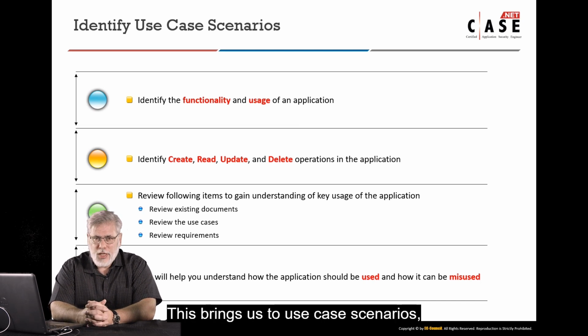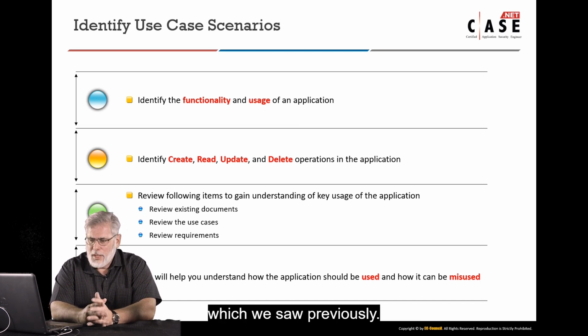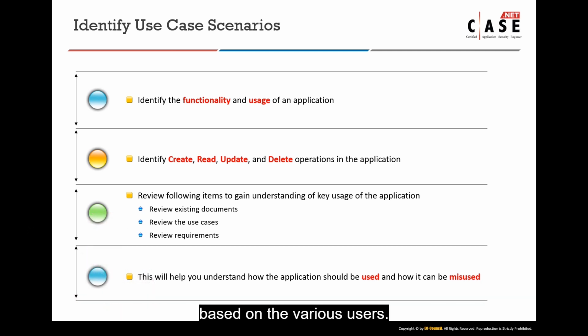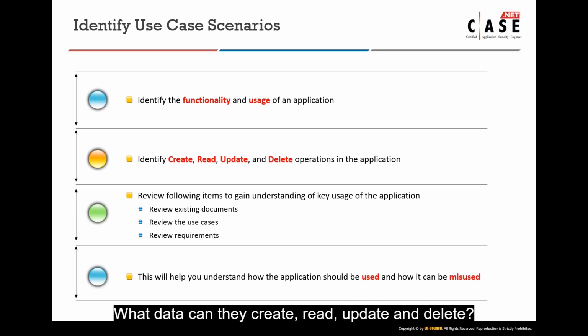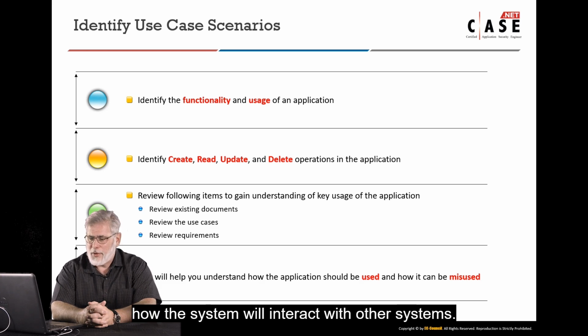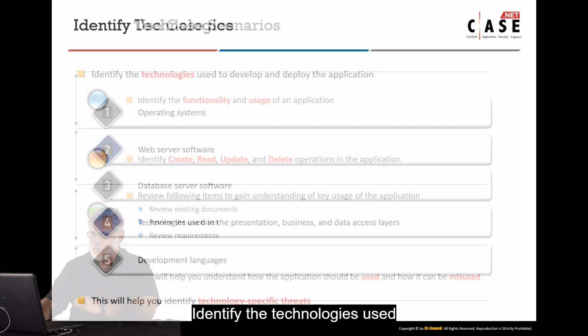This brings us to use case scenarios, which we saw previously. It identifies the functionality and usage of an application based on the various users. Who can create, read, update, and delete? What data can they create, read, update, and delete? Those sorts of issues have to be addressed. Understand completely how the users will interact with the system, how the system will interact with other systems.